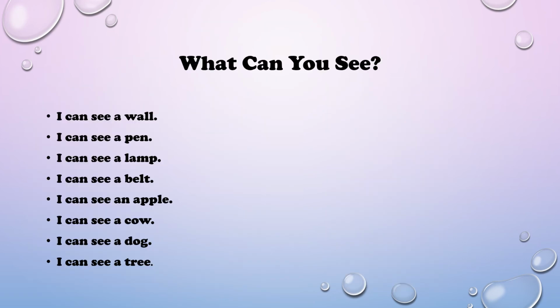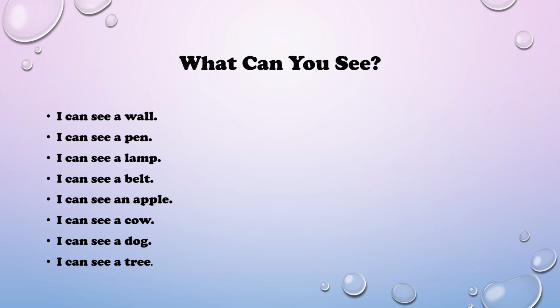Yes, children, today you have learned the question, what can you see? You can answer the question, what can you see, by saying, I can see a wall. Now you have to read the given sentences on the screen, and you have to read it very clearly and louder. You have to repeat after me. So let's start reading.